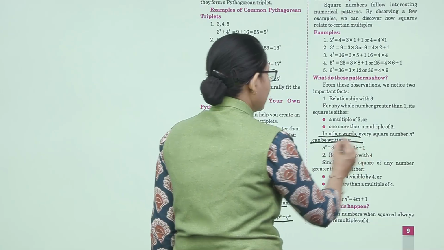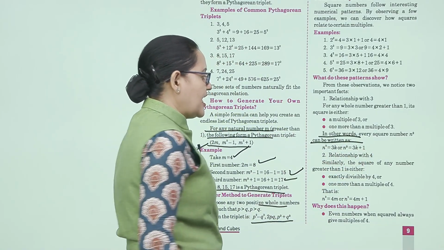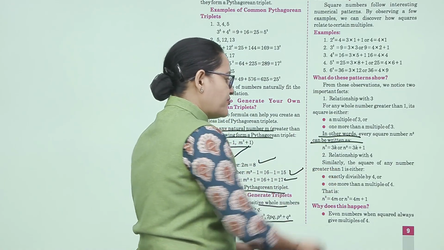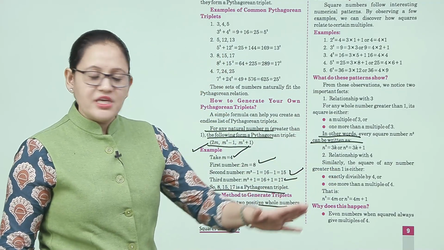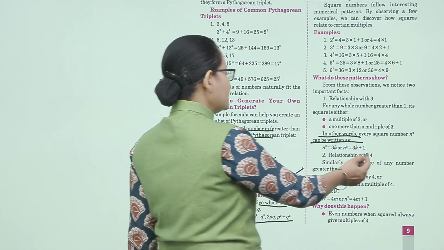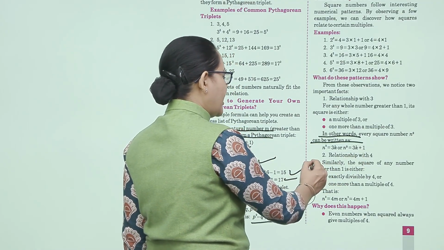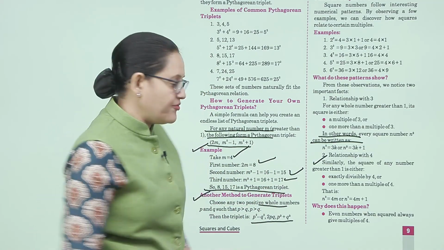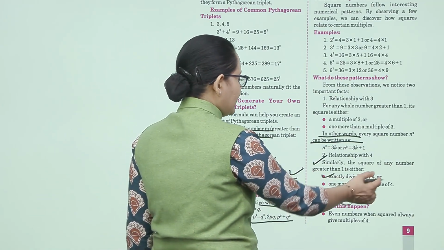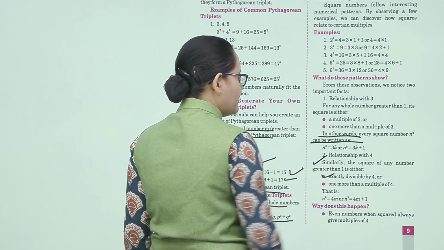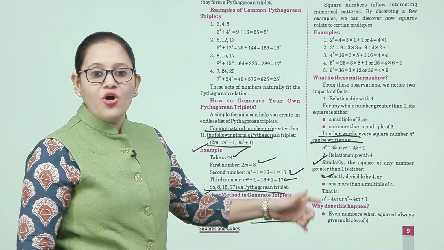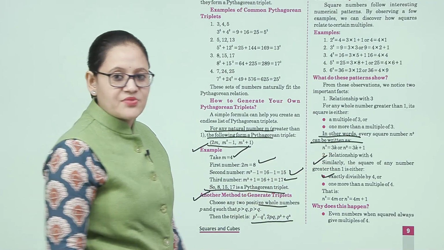Can be written as n square equals 3k, or n square equals 3k plus 1. So, a multiple of 3 or 1 more than a multiple of 3. Relationship with 4: similarly, the square of any number is either exactly divisible by 4 or 1 more than a multiple of 4. That is, n square equals 4m or n square equals 4m plus 1.